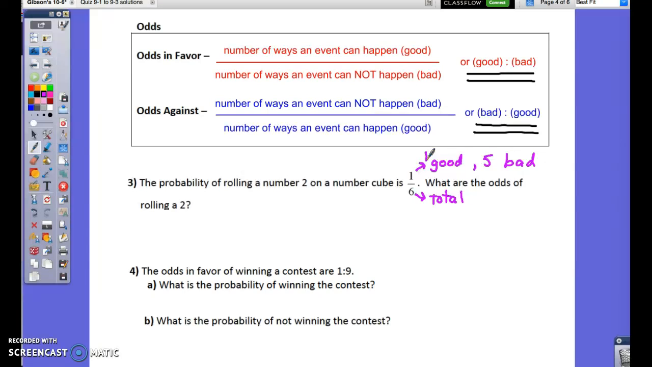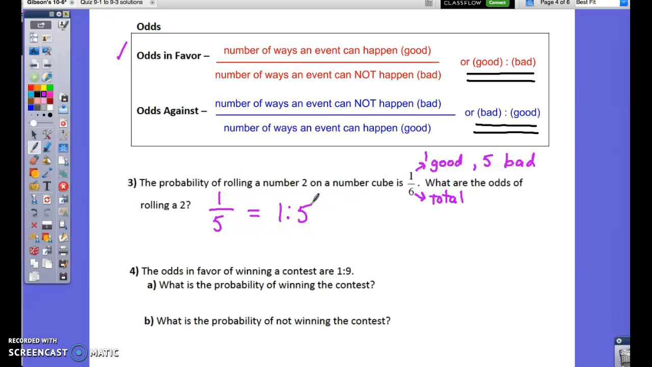Now, keeping that in mind and going back to what the problem's asking us for, it says, what are the odds of rolling a 2? When they ask us for the odds, they're essentially asking us the odds in favor. So looking at the ratio, it's the number of ways an event can happen, which in this case is 1, divided by the number of ways an event cannot happen, in other words the bad events, which is 5. So that would be your final answer, although a lot of times it's going to be written like this. In either case, the odds would be 1 to 5.